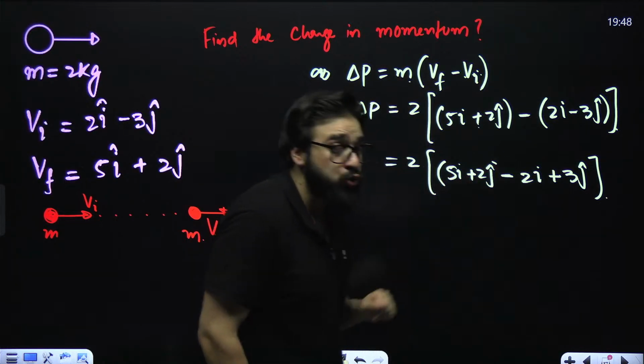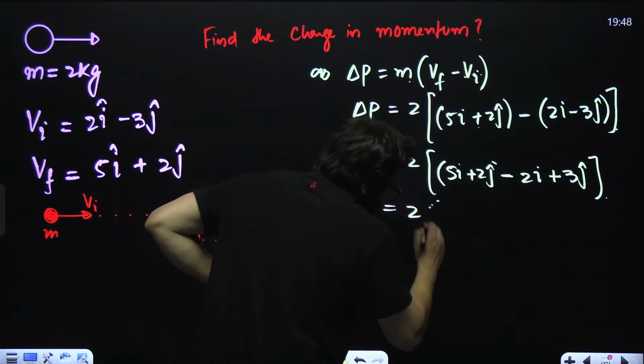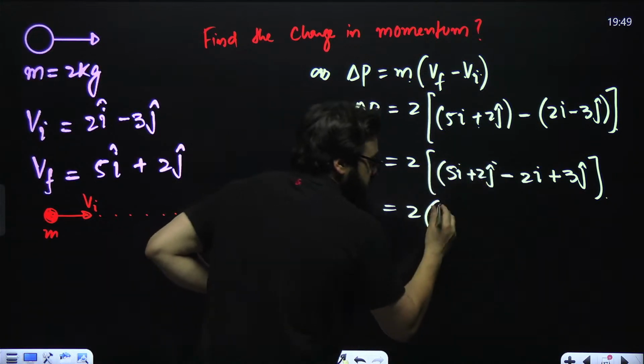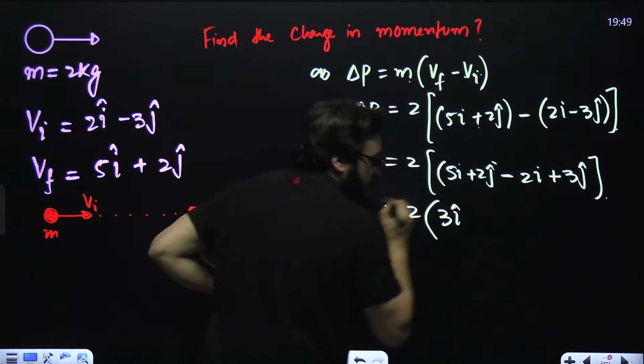5i minus 2i will be how much? You say, sir, this is 2 into 5i minus 2i, how much? 5 minus 2 is, we say, sir, 3i. Okay.